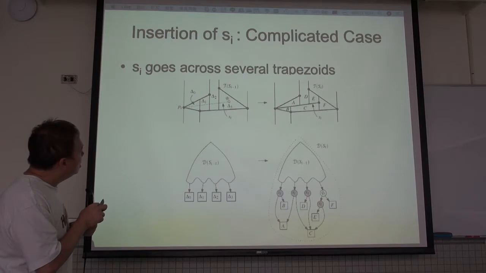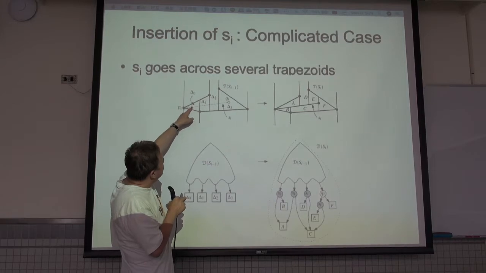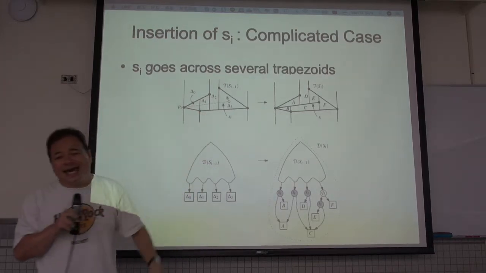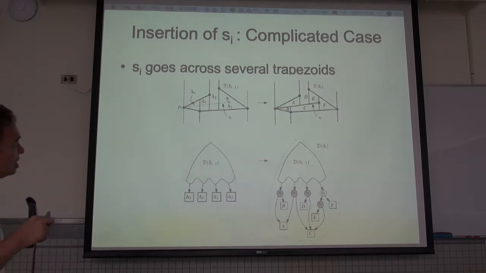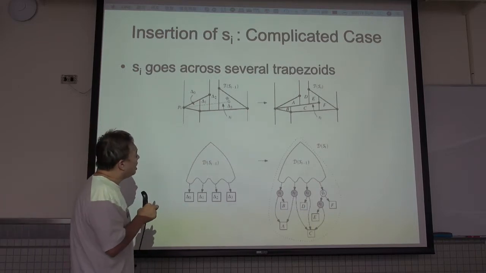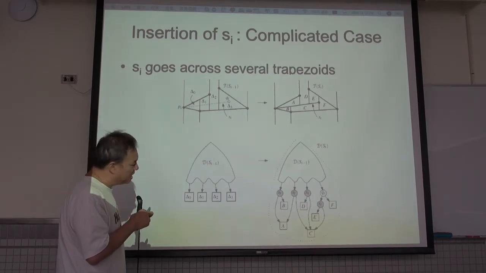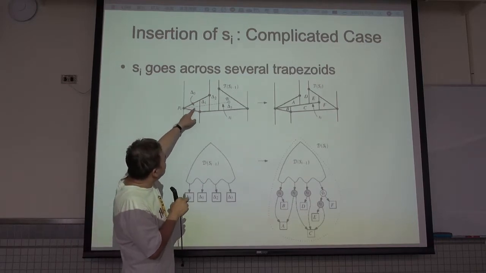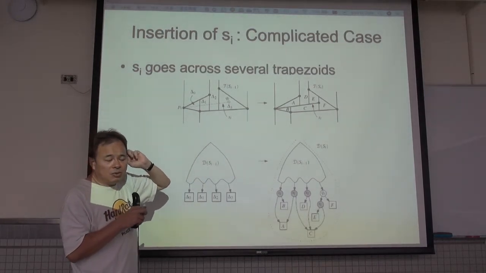And previously you already have all this stuff there. Of course, the trapezoids that intersect with this newly inserted segment will have to be modified, right? You can see the trapezoids that intersect with the new SI will be delta 0, delta 1, delta 2, and delta 3.